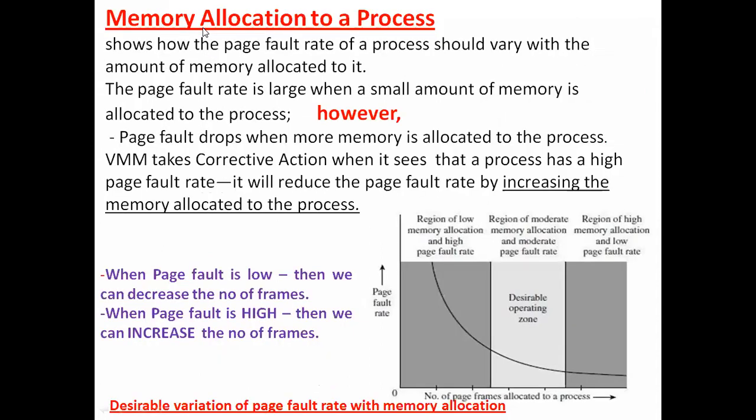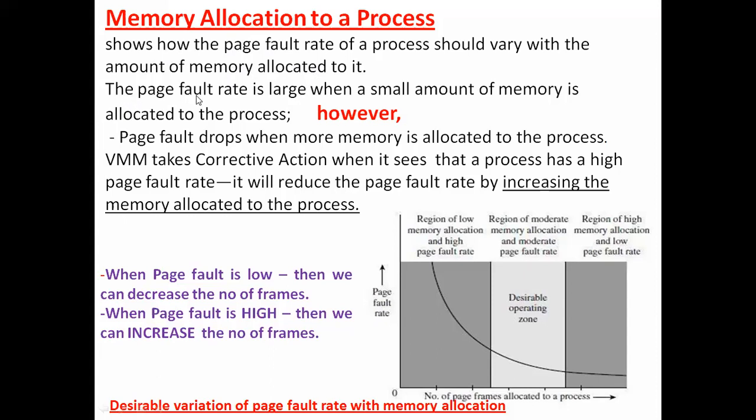Okay. So next is memory allocation to a process. The heading for this is memory allocation to a process. This shows how the page fault rate of a process would vary with the amount of memory allocated to it. Basically, what we're discussing here is the relation between the number of page faults and the amount of memory which gets allocated for a particular process.